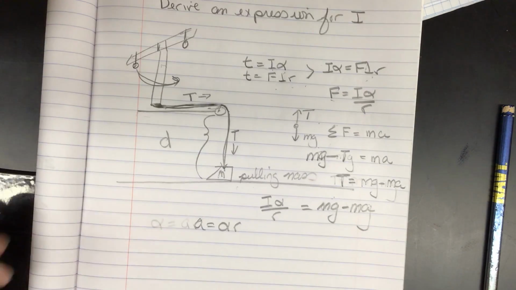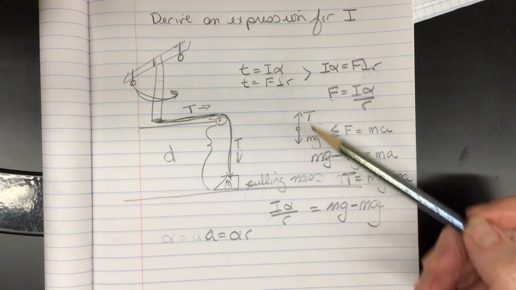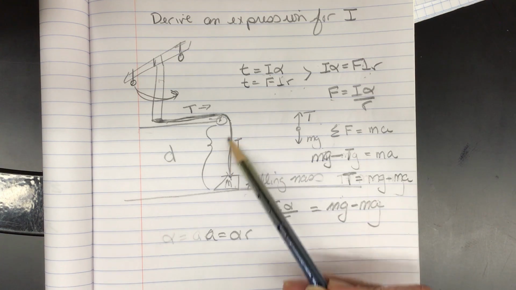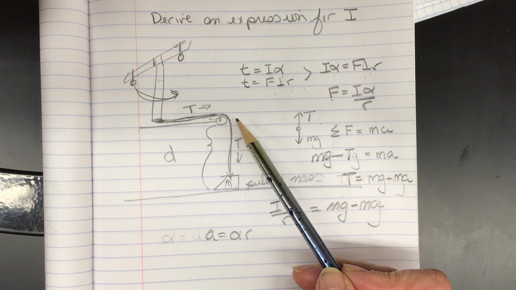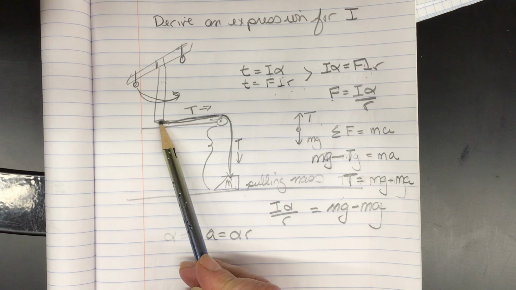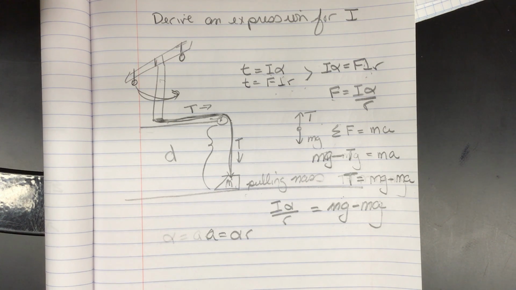All right, so here's my apparatus. I've got a little schematic drawing here. Here's my pulling mass that's attached to a string, and the string goes over what we're going to consider a massless, frictionless pulley. And that provides the tension, or excuse me, the torque to rotate the apparatus.